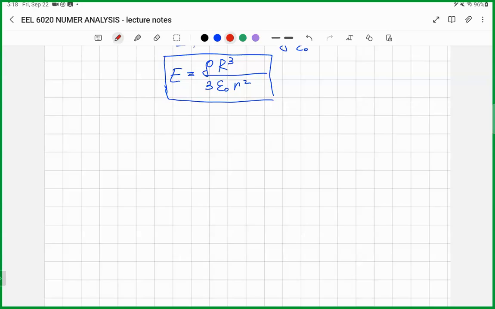Okay, hello everyone again, and so this is lecture number 5 of our numerical analysis of electric devices course. Lecture number 5. And this part will be about Maxwell equations in free space, continued.